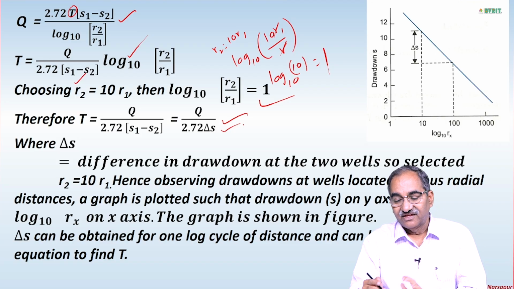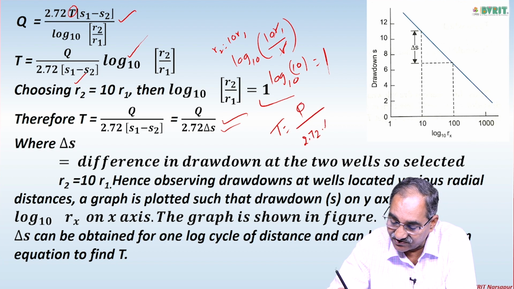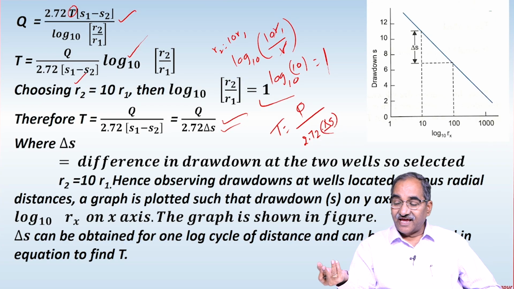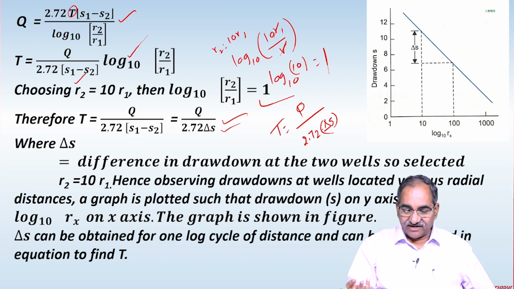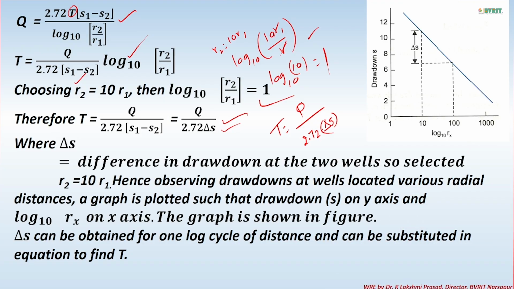So this is the first thing. Finally, the equation for T is nothing but Q by 2.72 into delta S. That's all. Here Q is a known quantity; only delta S has to be found out. How to find out delta S is the question, so I have shown one example here. Delta S is nothing but the difference in drawdown at two observation wells so selected that R2 is equal to 10 R1.